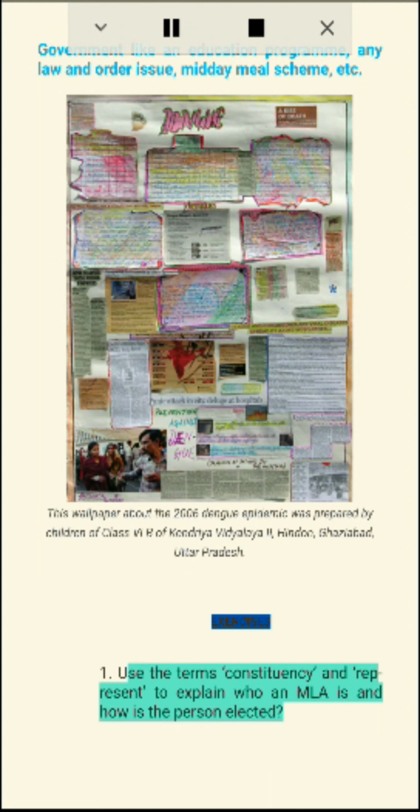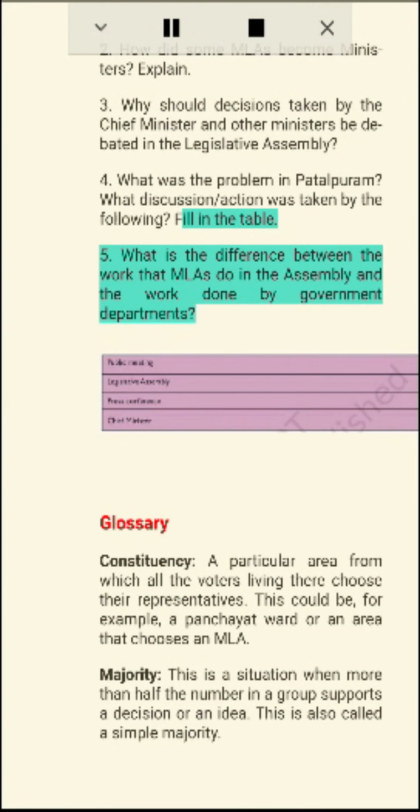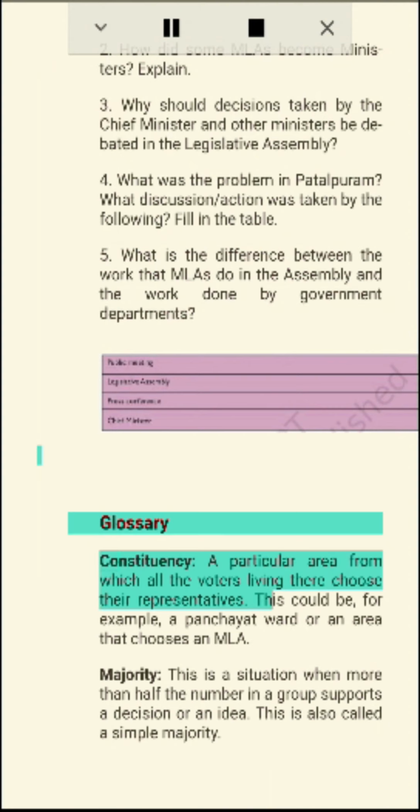Exercises. 1. Use the terms constituency and represent to explain who an MLA is and how the person is elected. 2. How did some MLAs become ministers? Explain. 3. Why should decisions taken by the chief minister and other ministers be debated in the Legislative Assembly? 4. What was the problem in Putalpuram? What discussion or action was taken by the following? Fill in the table. 5. What is the difference between the work that MLAs do in the Assembly and the work done by government departments?